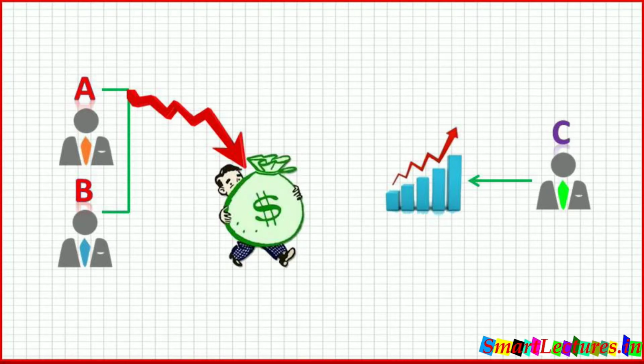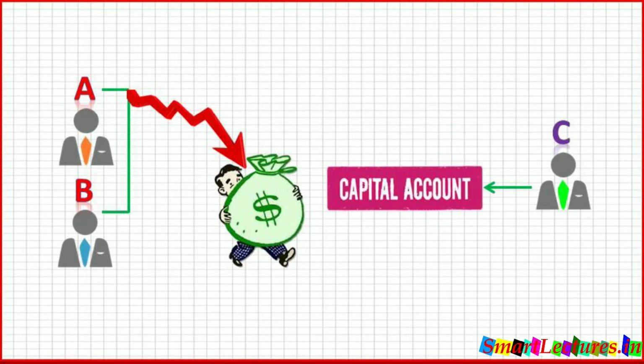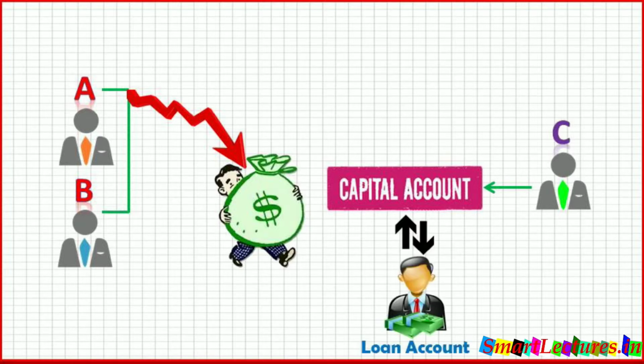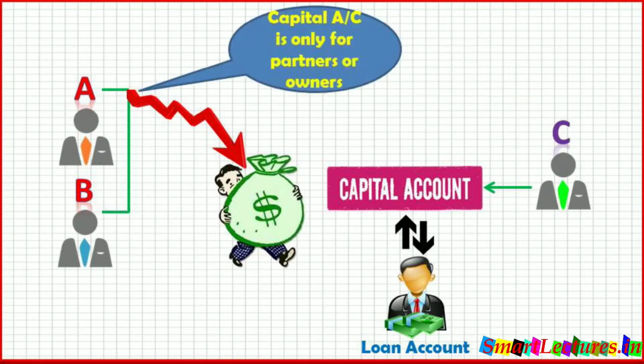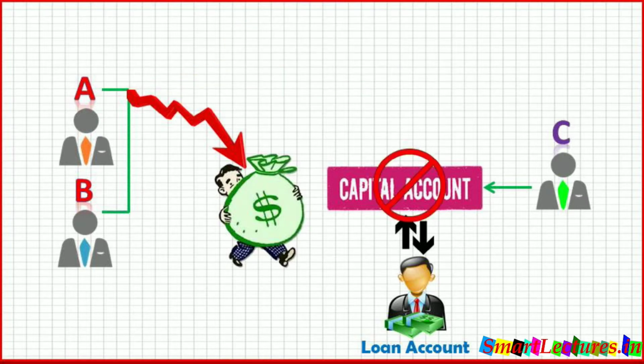And after that, C's capital account will be transferred to C's loan account. Whatever balance he is carrying in capital will be transferred to C's loan account, because in future C is no more a partner, and the capital account is only for the owners, or we can say partners. C will not be an owner in future, so we cannot keep his capital account. So the capital account is closed and the balance is transferred to loan account, but we don't know the amount, so we'll leave the space for amount.